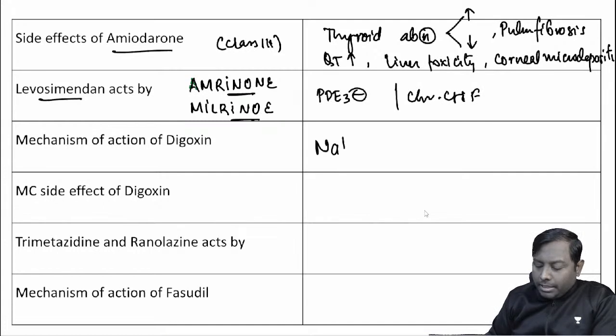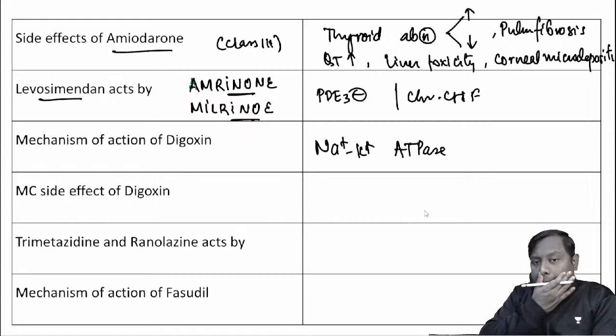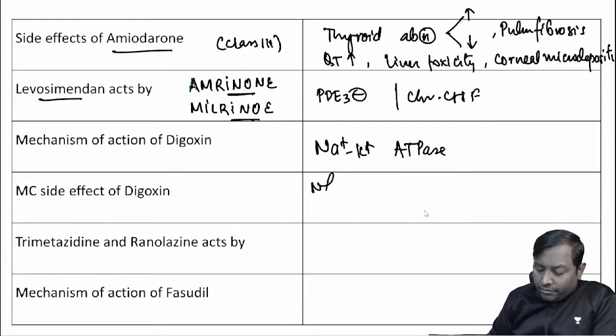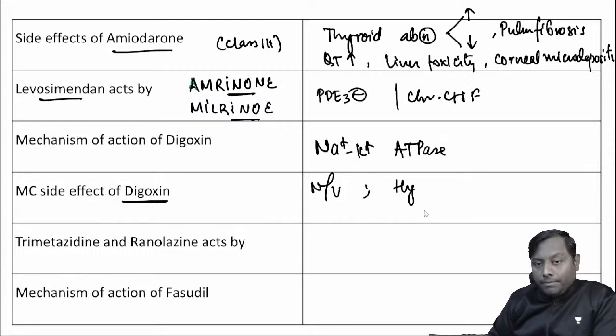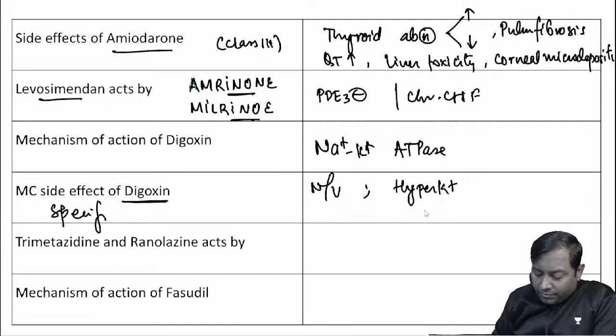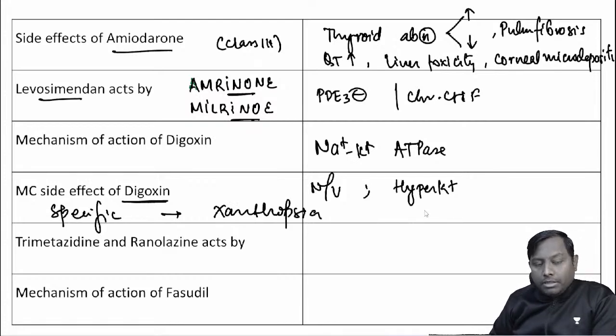Digoxin directly acts by inhibiting sodium potassium ATPase, and indirectly it increases the intracellular calcium that will cause the inotropic effect. The most common side effect of digoxin will be nausea and vomiting, and do remember that it will also be associated with hyperkalemia. That is an important one. And a specific side effect of digoxin, if the examiner is going to ask you, is xanthopsia.